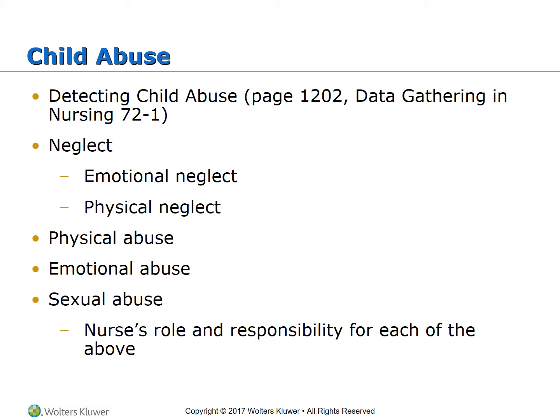So neglect. What is emotional neglect? Is a child deprived of love, affection, and attention from family caregivers, or continually berated, called derogatory names, or told they are stupid? Physical neglect: the child does not receive adequate food, water, clothing, or medical care. Physical abuse: the child has been physically harmed and injury has occurred.